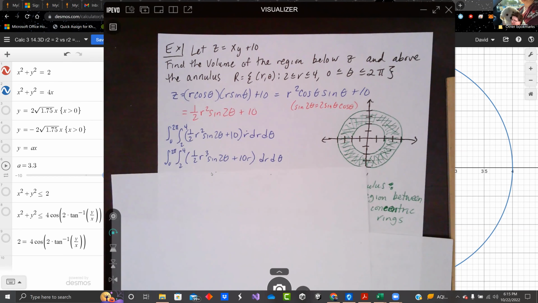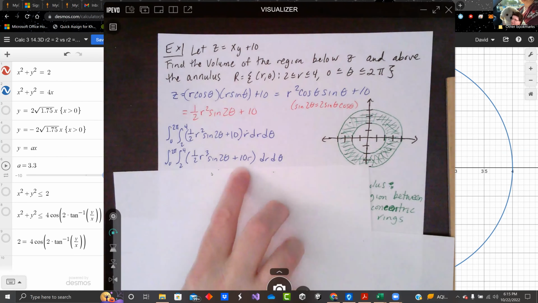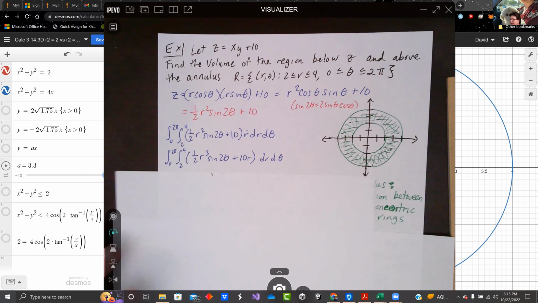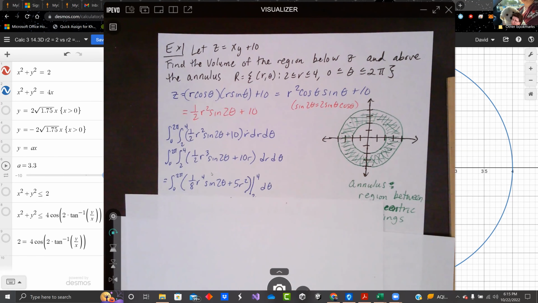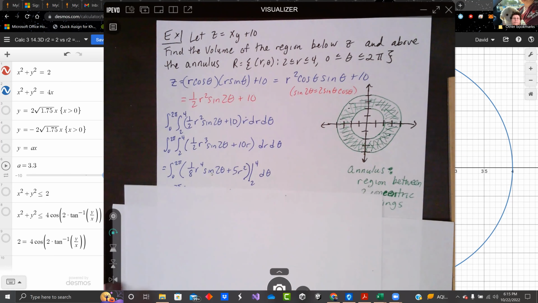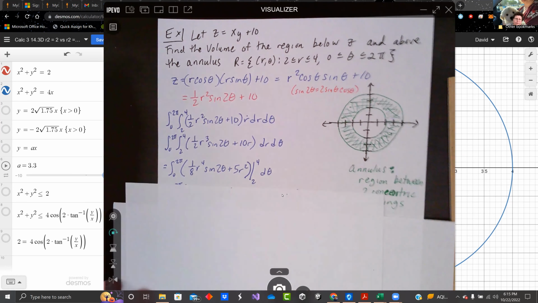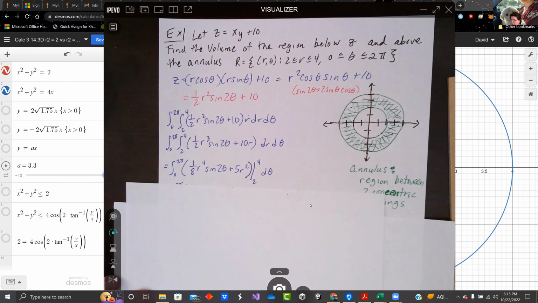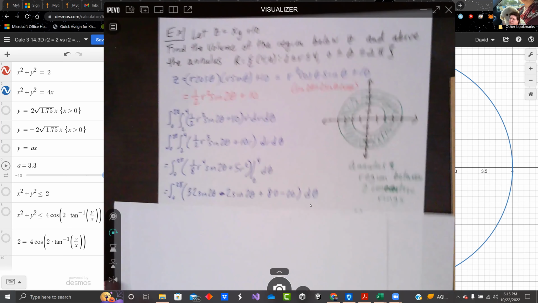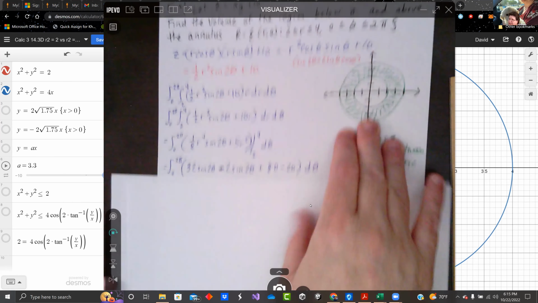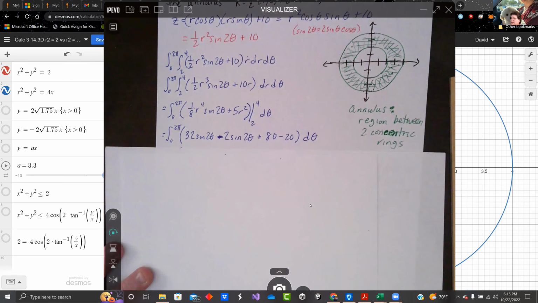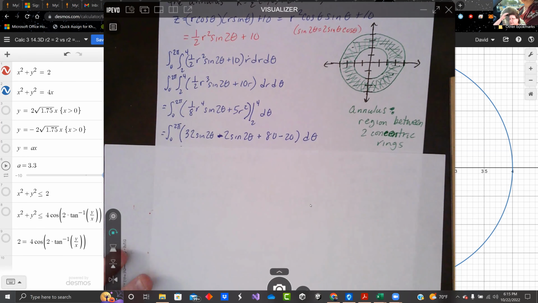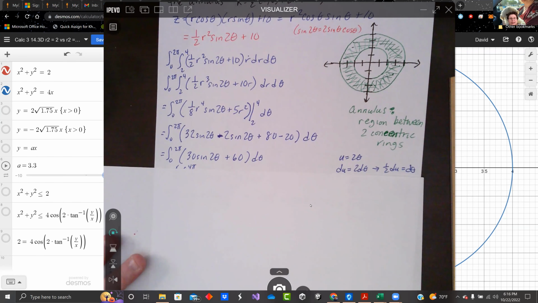It is not separable now because we've got a plus sign in there. So we need to just do it as is. So I multiplied the r in and we integrate with r. We've got 1/8 r to the 4th sine 2 theta plus 5r squared, evaluating from r equals 2 to r equals 4. I did not clean anything up, I just plugged it in. I got 32 sine 2 theta minus 2 sine 2 theta plus 80 minus 20. When we clean that up, we get 30 sine 2 theta plus 60.